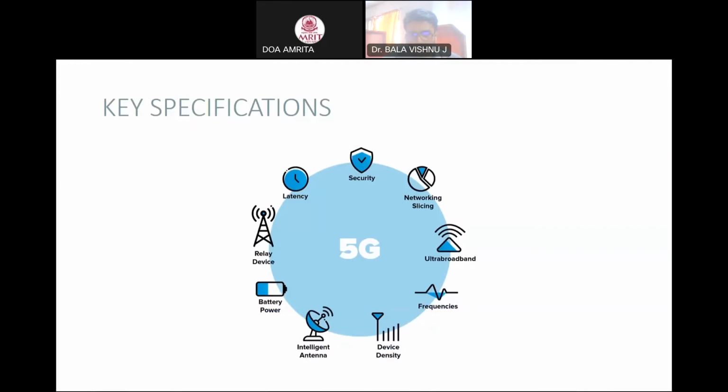For example, if you take security, cyber security plays a key role in 5G communications. And device density: the number of devices operating over an area is increasing day by day. That means in the Internet of Things, each sensor is going to communicate, and with that we are having more devices within a specific area. So how to give communication or bandwidth access to all those devices? That also we need to consider.